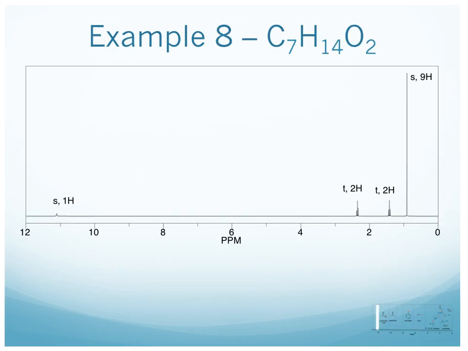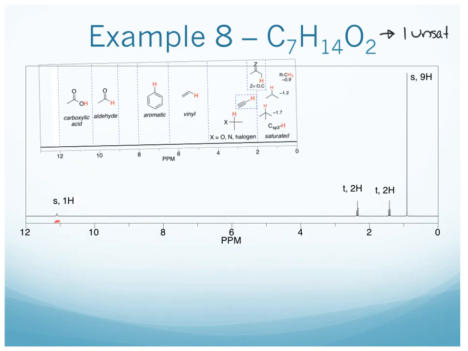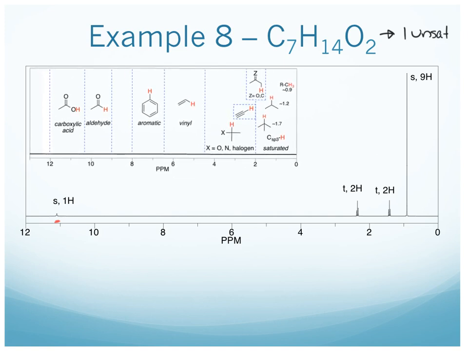Okay, in example 8, C7H14O2, calculate your unsaturations first. Okay, we have one we need to deal with, so either a double bond or a ring. Okay, so let's look and see what we have here. First thing, we have this signal down around 11. Well, if we take a look at our chemical shift table, let's just put it right here. Okay, around 11, that's where we tend to have carboxylic acids.